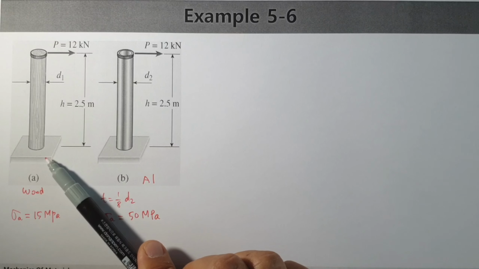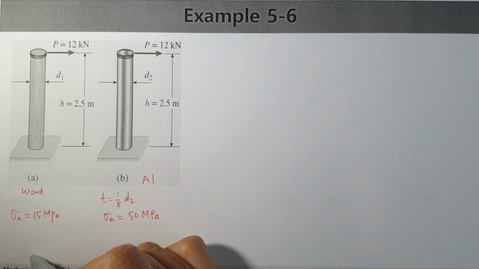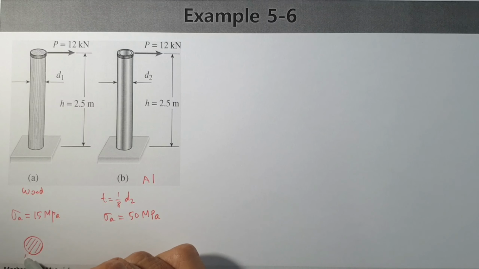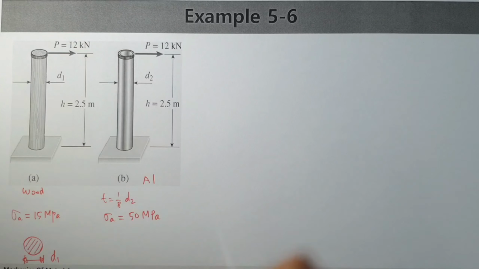On the left side, the wood post is a solid one. Inside is full. When you have the cross section, then the cross section is like this one. The diameter here in this case is D1. That's the wood post. For the wood post, the height is given as 2.5 meters and some external force, 12 kilonewton, is given. In the case of wood, the maximum allowable bending stress is 15 megapascal. Okay, that's the wood.